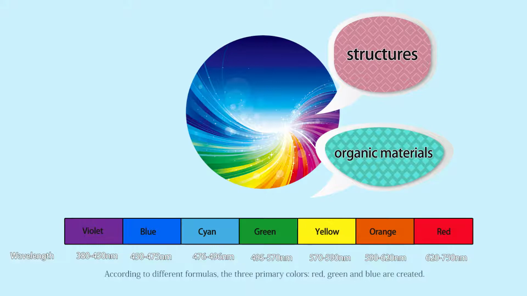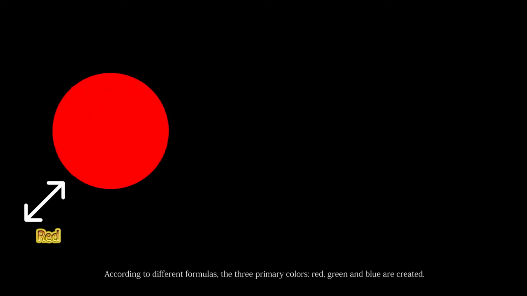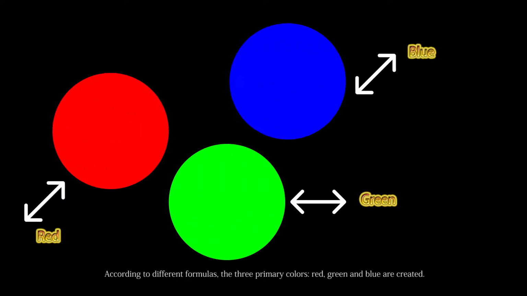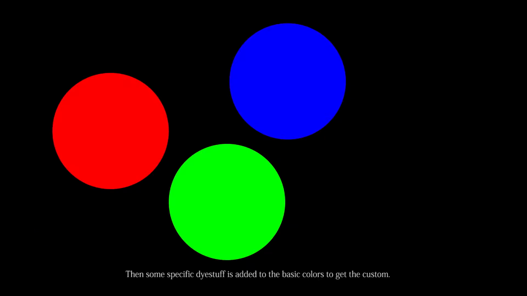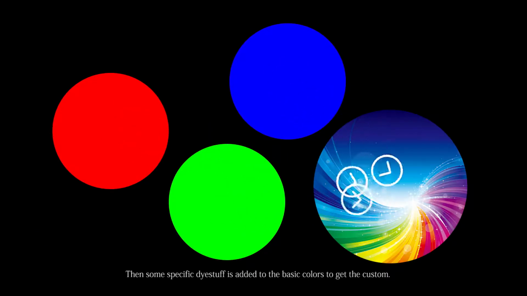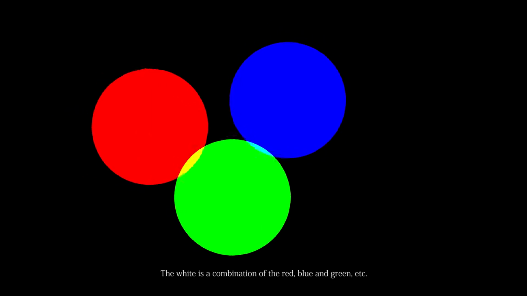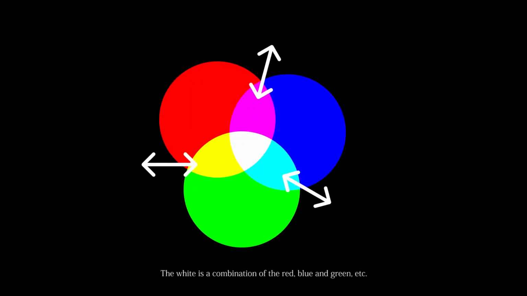According to different formulas, the three primary colors, red, green, and blue, are created. Then some specific dyestuff is added to the basic colors to get the costume. The white is a combination of the red, blue, and green, etc.